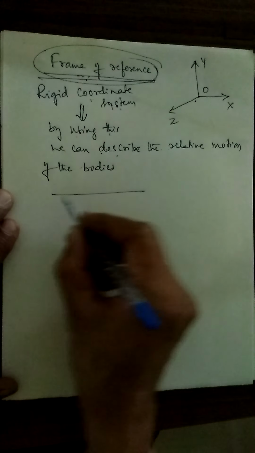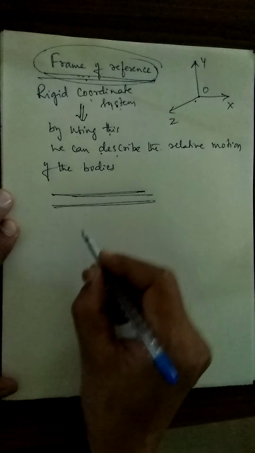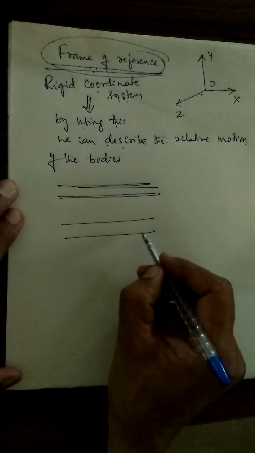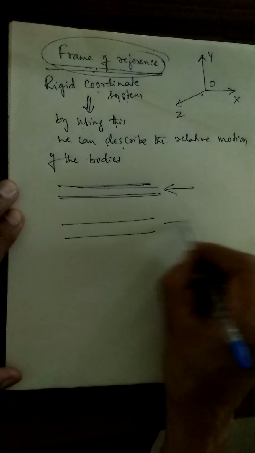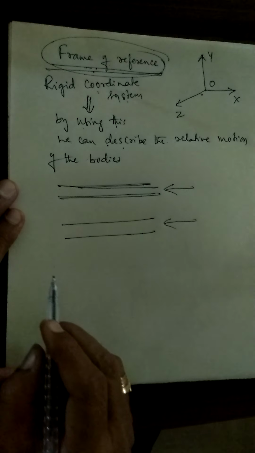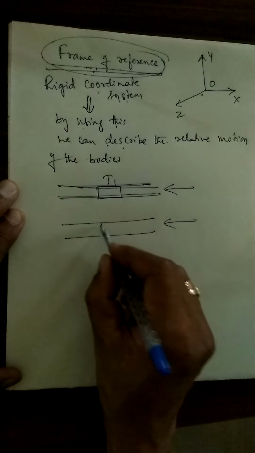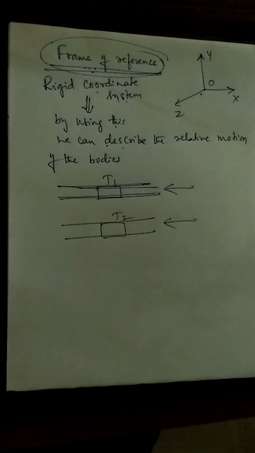Let us consider this is a train, present here. This is another train moving like this. This is one track, this is another track. A train is moving like this, and here also a train is moving along the same direction. Here there is train number 1 and train number 2. Both are moving like this.